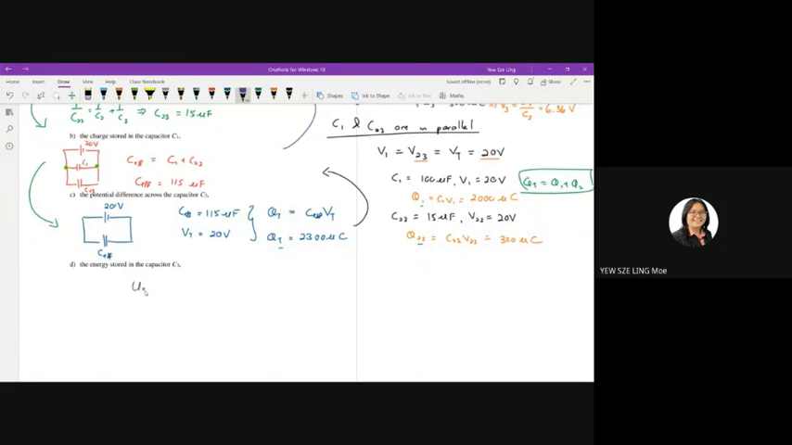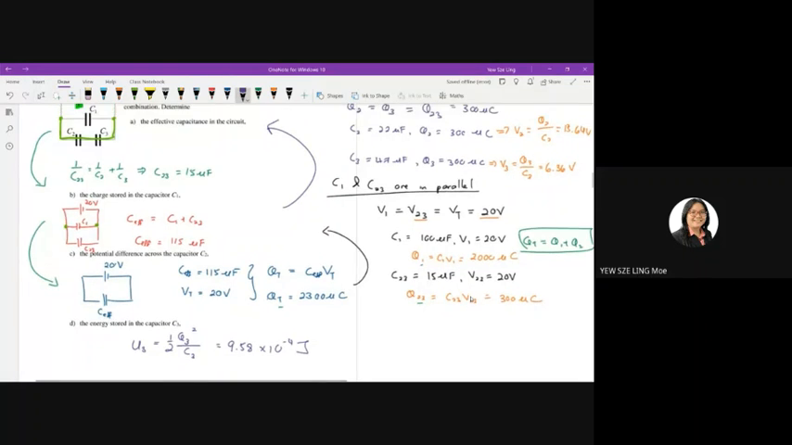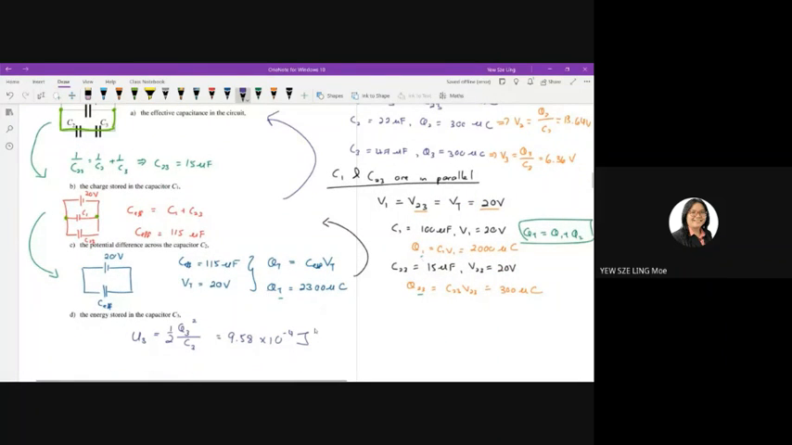Just make sure the information that you use in the solution all belongs to capacitor number 3. So for example, let's say I use Q square over C. So Q3 square over C3. If you want to calculate energy stored in capacitor 2, then you use Q2 square over C2. So if you got everything right, then it is 9.58 times 10 to the power of -4 joule. So that is how you solve it.